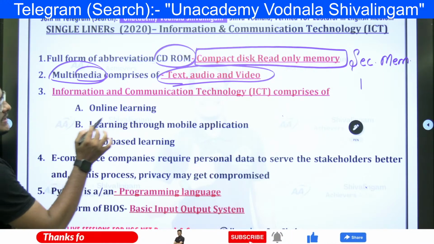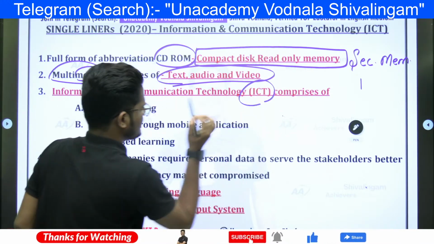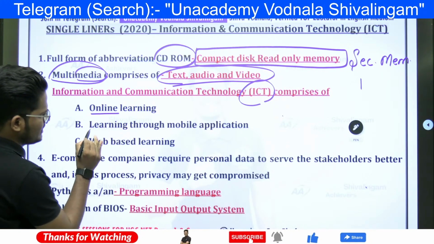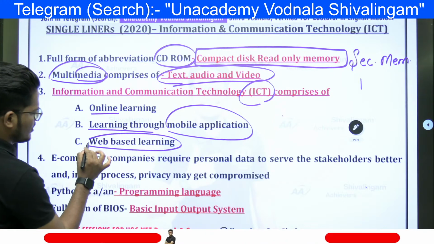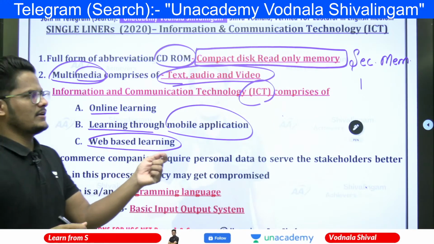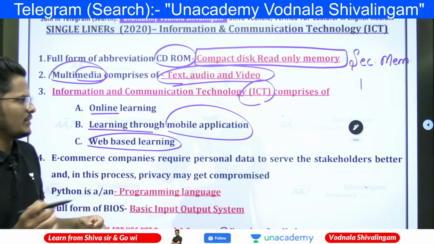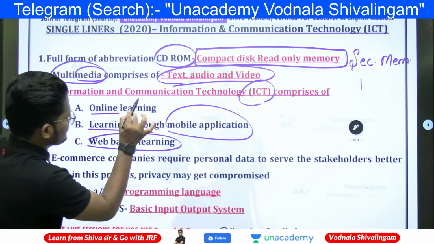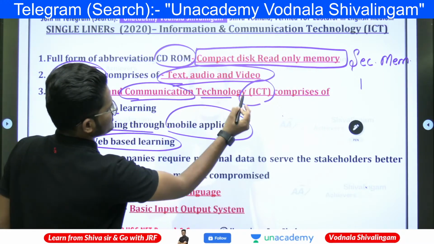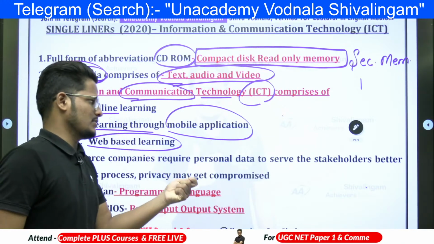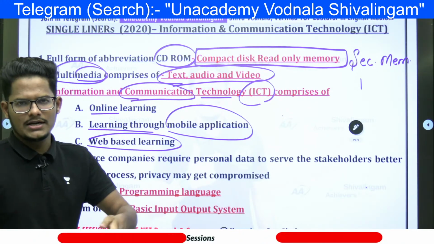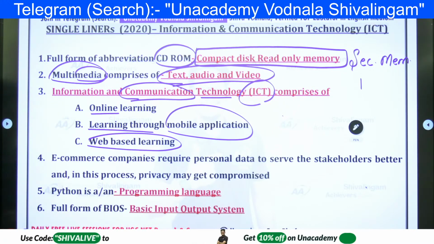Information and Communication Technology, ICT, comprises online learning through mobile applications and web-based learning. Online learning doesn't mean just using the internet. Yes, we use the internet, but communication is also most important. We are using technology and communication put together, that is online learning, whether it is a mobile application like the Unacademy learning app or the unacademy.com website.